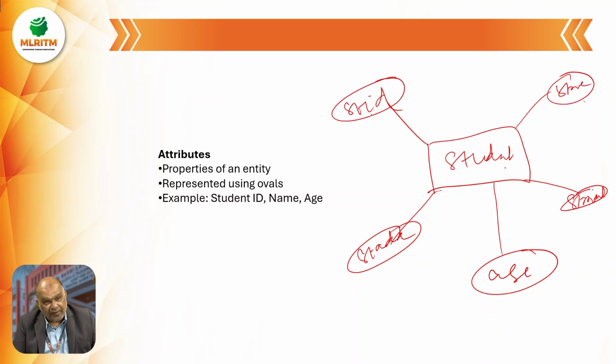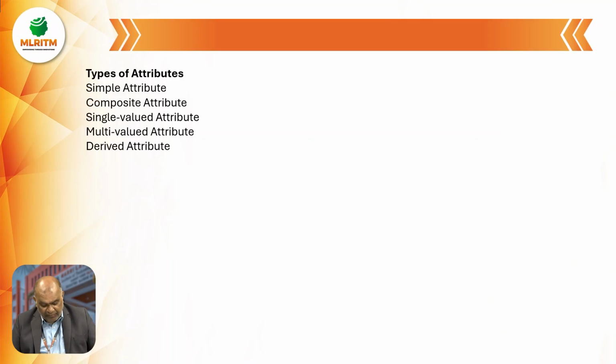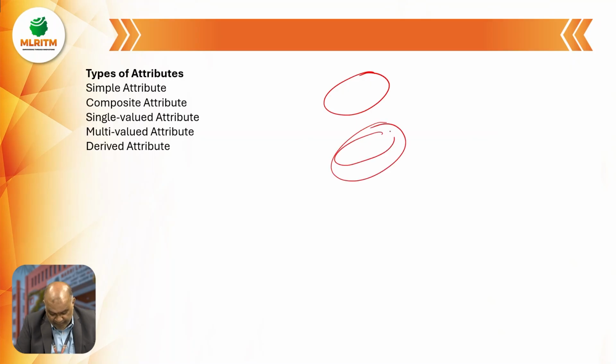We can specify one particular attribute as a primary key. If you specify student ID as a primary key, this is the way of representing it: if you just give an underline to that particular attribute, then it means that it is a primary key. We have different types of attributes. One is called a simple attribute. This is called a composite attribute. This attribute is a single valued attribute.